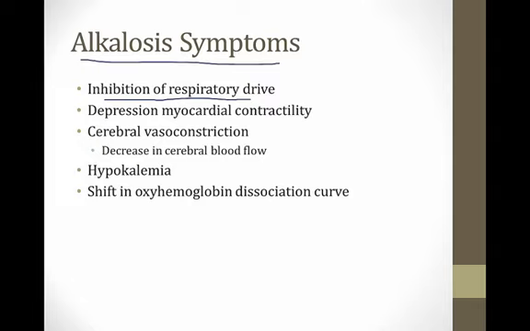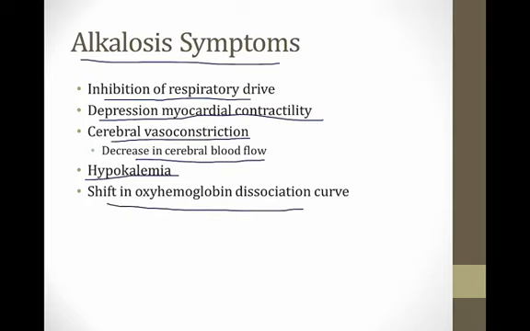Alkalosis, just like acidosis, can cause depression of myocardial contractility, and then you get cerebral vasoconstriction when you're alkalotic, and you get a decrease in cerebral blood flow. Alkalosis can cause hypokalemia because it shifts potassium into cells, and then you get the reverse of acidosis. You shift the oxygen hemoglobin dissociation curve to the left in this direction when you are alkalotic.